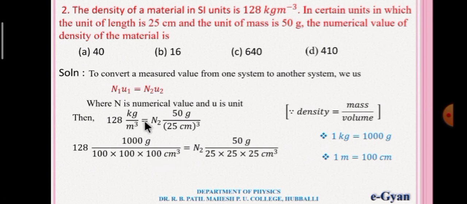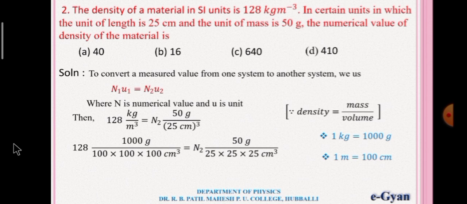See, cubic meter is nothing but meter into meter into meter. Therefore, by replacing meter into meter into meter, I get 100 into 100 into 100 cubic centimeter. That is equal to N2 into 50 grams divided by 25 into 25 into 25 cubic centimeter. We have gram per cubic centimeter on both sides, therefore both will get cancelled.